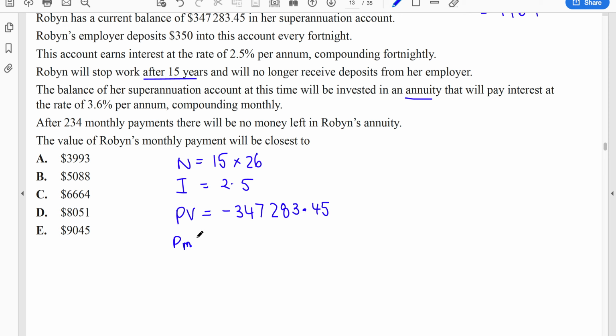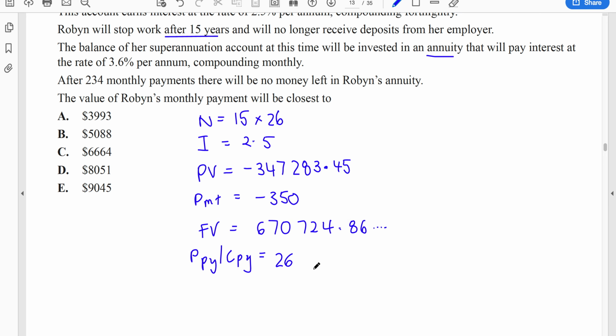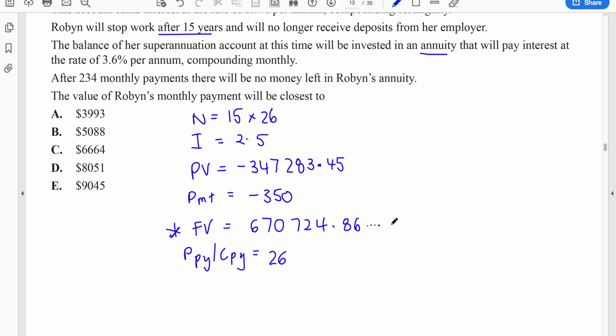Then we've got payment. That's what her employer is putting in. That also has to be negative. And then we've got future value, what we're finding, and PPY, CPY, since it's fortnightly, is 26. So when you do that, you should get 670,724... Okay, that's part one because we needed this bit. Part two, she's going to be investing this. So I'll just split this because now we're doing a second calculation.